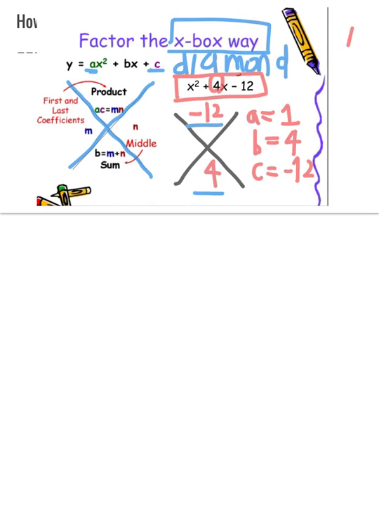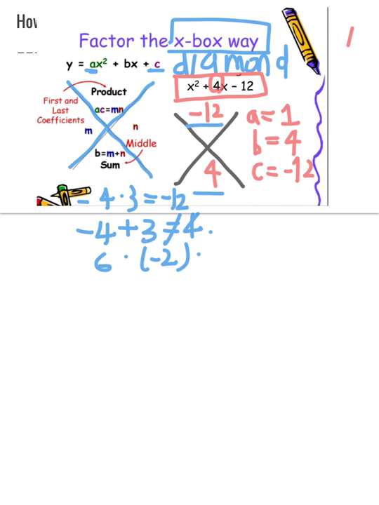So I'm going to think about a couple of numbers. How about 4 and 3? Oh, okay. So 4 and 3 gives me just 12. Okay, that's wrong. How about negative 4 and 3? That gives me negative 12, but then when I add it, that doesn't give me 4. How about, oh, I know. How about 6 and 2? No, 6 and negative 2. 6 times negative 2 indeed gives us negative 12. Oh my gosh, take a look at this.